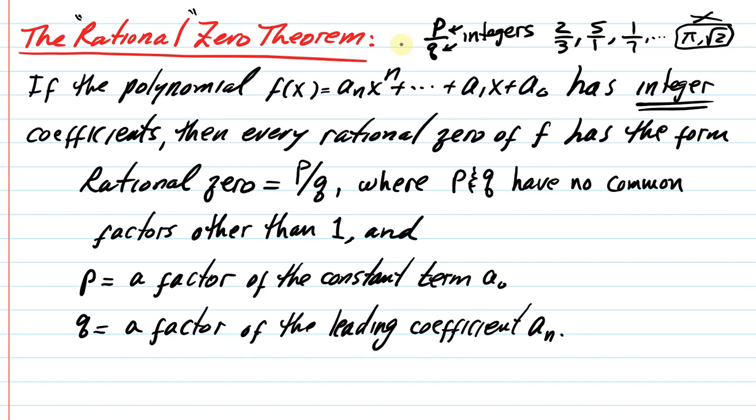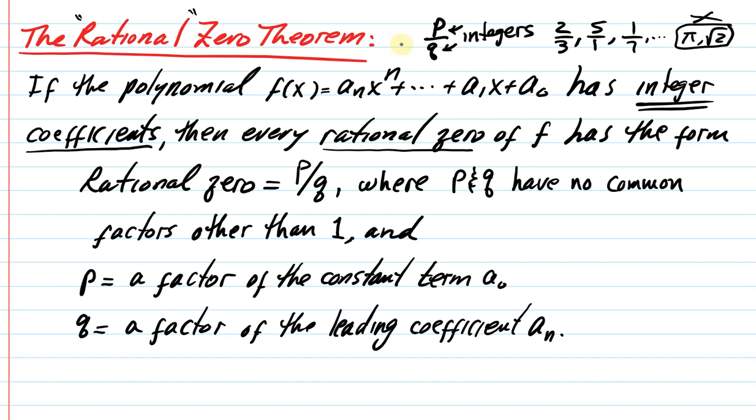It's a pretty interesting theorem. The theorem reads, if a polynomial function has integer coefficients, that's also important, not fractions, but integer coefficients, then every rational zero, again the emphasis is on rational, not irrational.